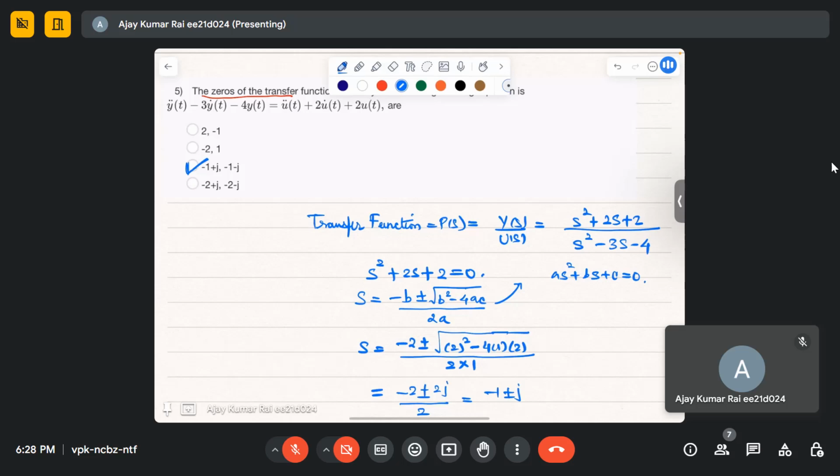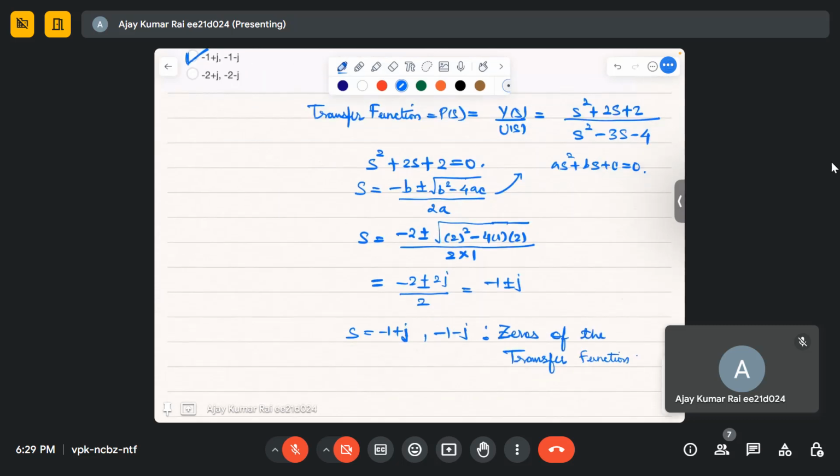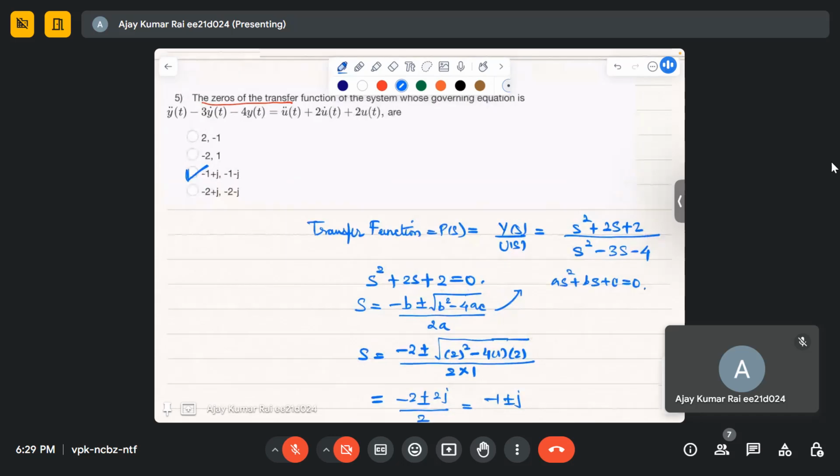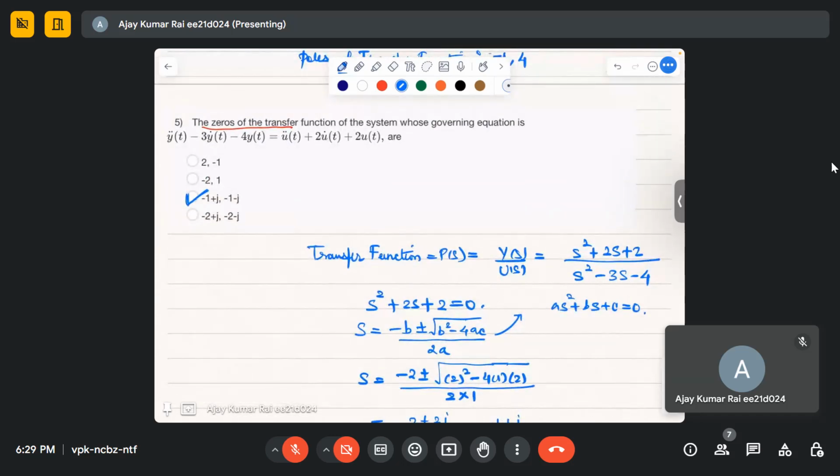Similarly, to find the zeros, what you do? You equate the numerator function to 0 and find the roots, and those roots are the zeros of the transfer function. Okay, that's what we have done. Any doubt in this question? Question number 5. These questions are on basics of transfer function, just finding poles and zeros.